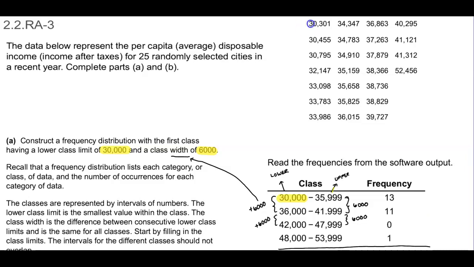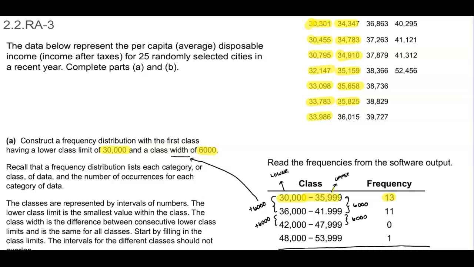So we have 1, 2, 3, 4, 5, 6, 7, 8, 9, 10, 11, 12, and 13. So we get 13 that's in between this class.